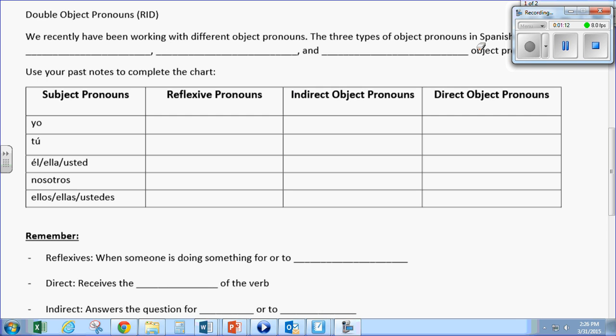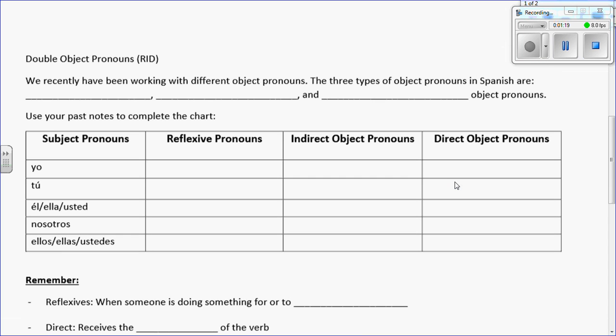Let's get going with this. Okay. So it says at the top, listen guys, we recently have been working with different object pronouns. The 3 types of object pronouns in Spanish are reflexives, indirect, and direct object pronouns.